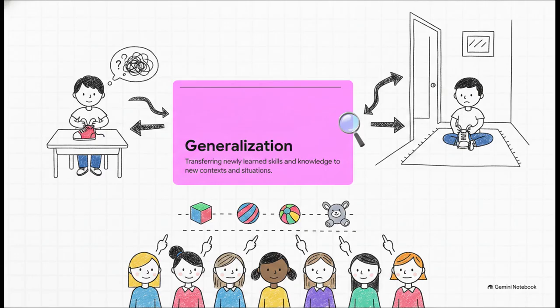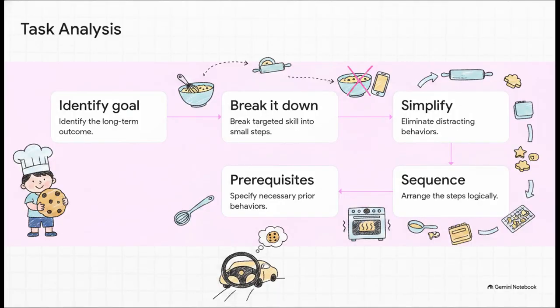Different rooms, different materials, different adults, until it finally sticks and becomes second nature. To teach a really complex skill, we use a strategy called task analysis. Think about when you first learned to drive a car. It was terrifying and overwhelming until someone broke it down step by step for you, right? Seatbelt, then mirrors, then ignition.